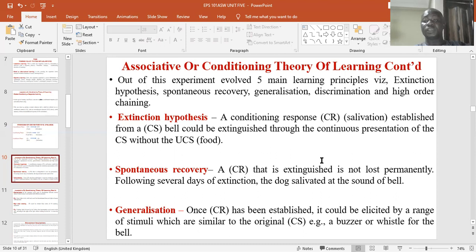And again, you have taught your child four-legged animals at home. And the four-legged animal you used was a goat. The child went out there and saw a horse. Because a horse equally has four legs, the child called it, Daddy, come and see a goat. The child has done generalization.